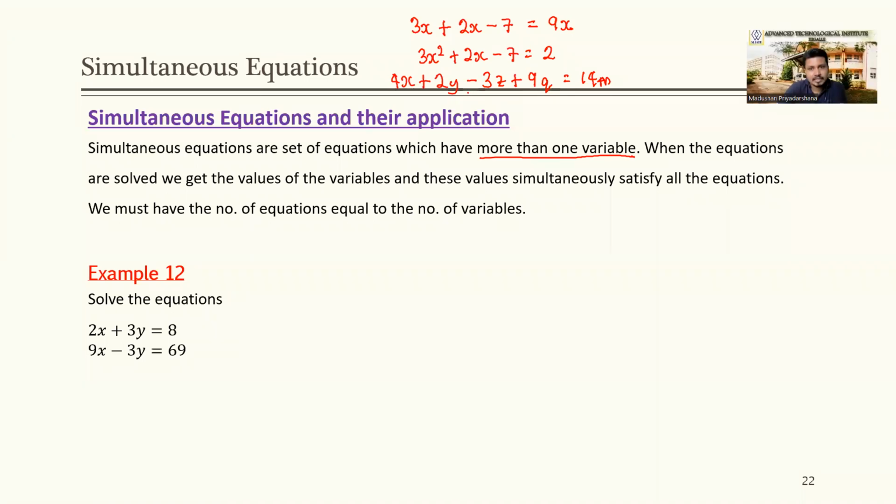Why not? There are two conditions. For an equation to be identified as simultaneous, we need to satisfy two conditions. The number of unknowns or variables should be greater than 1, and the power of those unknowns should be equal to 1. If we can prove that a particular equation satisfies these two conditions, then we can say it is a simultaneous equation.